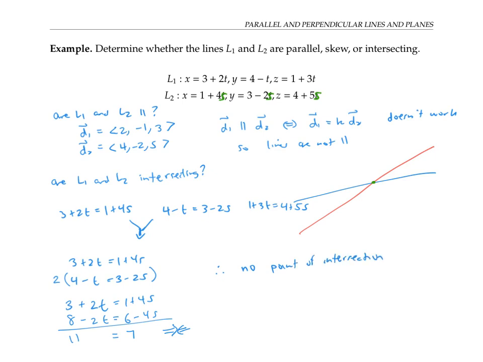So my lines are not parallel, they are not intersecting, therefore L1 and L2 by definition are skew. Skew lines are lines that don't intersect and they're not parallel. That's possible in 3D. It wouldn't be possible in the plane. In the plane, two lines have to either be parallel or intersect. But in 3D, we could start with two intersecting lines and just shift one off the other and get two skew lines. And here's an example.